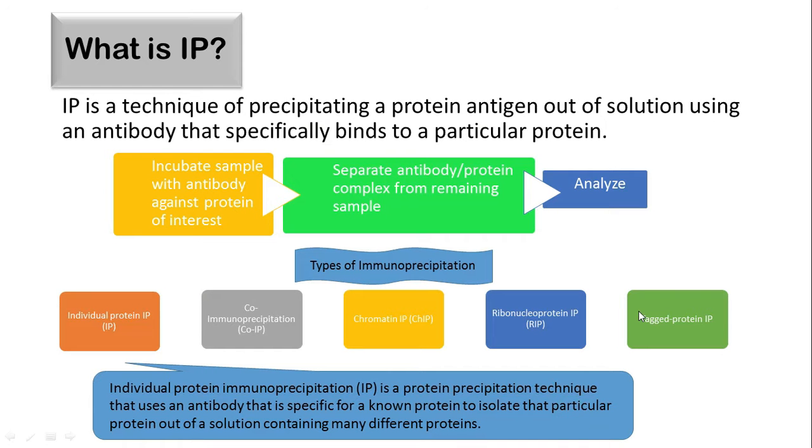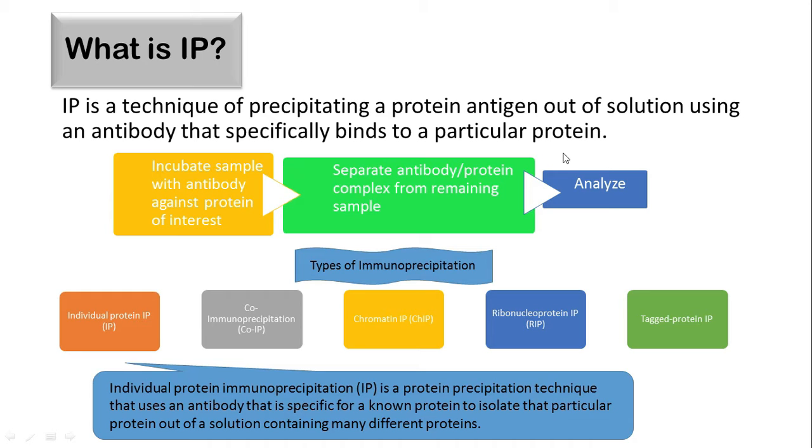So what is IP? IP, or immunoprecipitation, is a technique of precipitating out a protein antigen out of a solution using an antibody that specifically binds to a particular protein. This means that in order to precipitate out the protein of interest out of a solution that may contain a lot of other proteins, organelles, or other molecules, we can actually use an antibody that has the ability to target or to bind to that specific protein and precipitate it out.